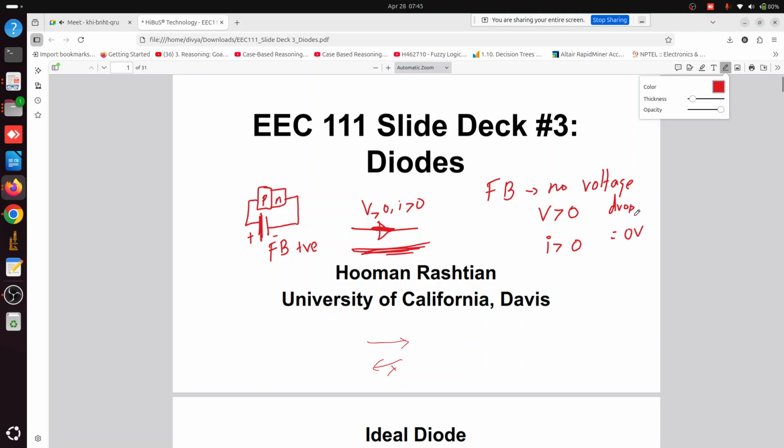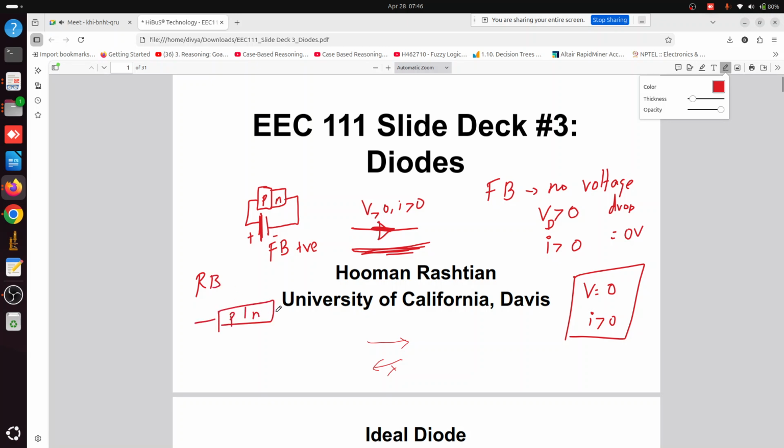Okay, so you need to remember this condition. Voltage drop will be equal to 0 and current will be greater than 0. So whenever voltage across the diode, which I am representing as Vd, is greater than 0, current is going to flow freely. Okay, now we'll consider the second case, that is reverse bias. So what is reverse bias? In reverse bias, you have the p terminal and you have the n terminal.